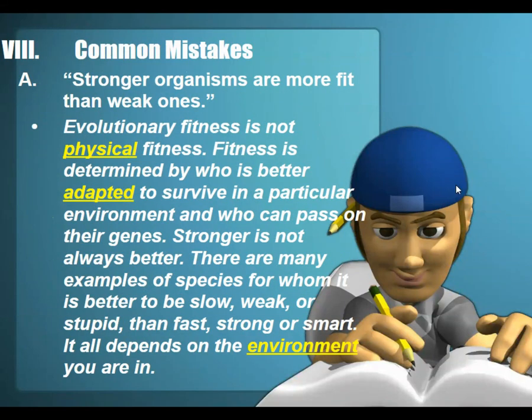Okay, here's some mistakes that people make when it comes to evolution. Stronger organisms are more fit than weak ones. Evolutionary fitness is not physical fitness. It doesn't have anything to do with strength, usually. Fitness is determined by who is better adapted to survive in a particular environment and who can pass on those genes. Stronger is not always better. There are many examples of species for whom it is better to be slow, weak, or stupid than fast, strong, or smart. It all depends on the environment that they're in.